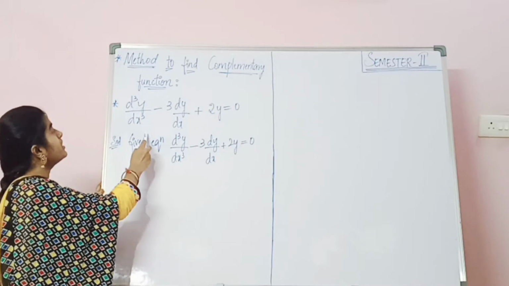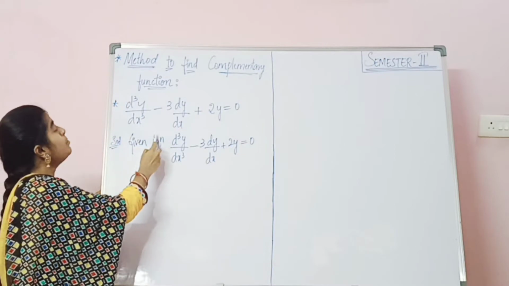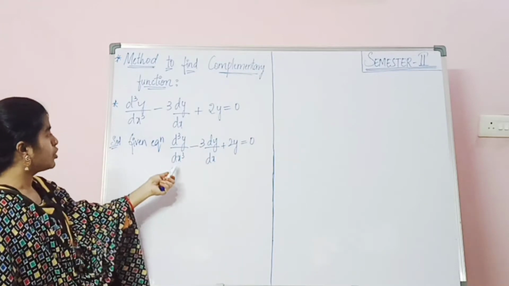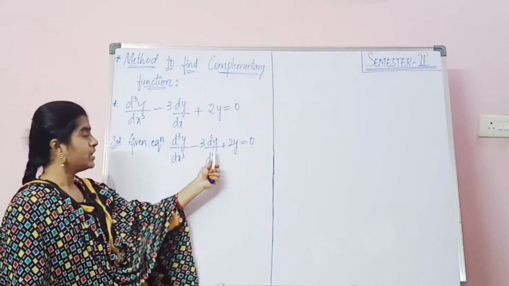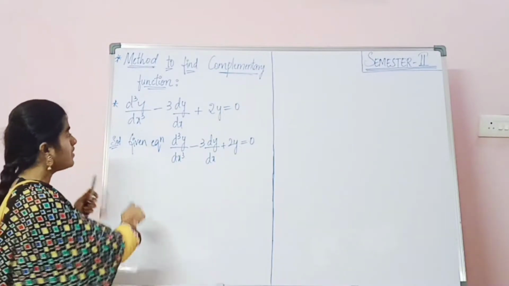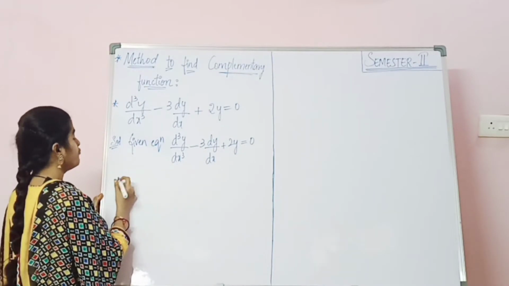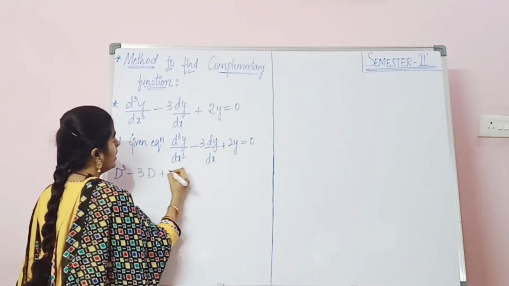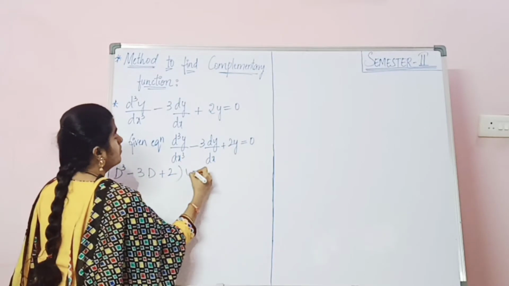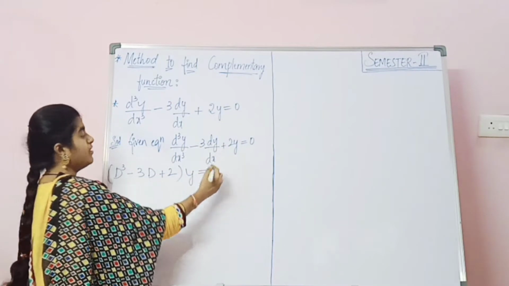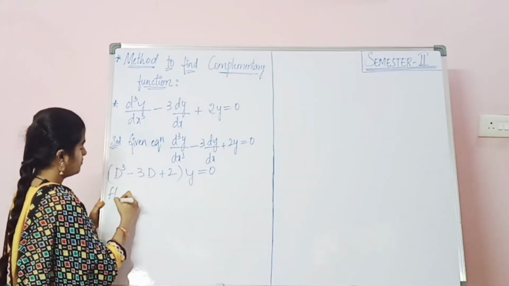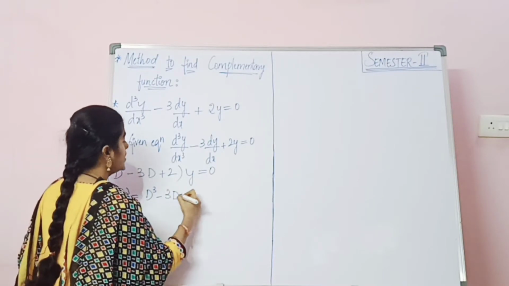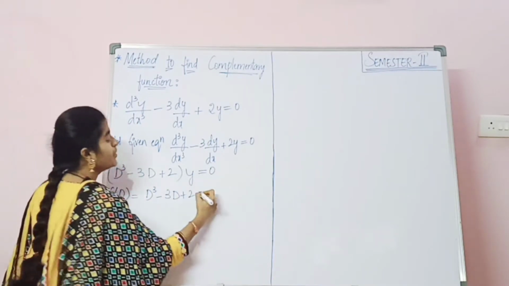Next sum. What is the question given here? d cube y by dx cube minus 3 dy by dx plus 2y equals 0. This is the given equation. Now we write it in the operator form: D cube minus 3D plus 2, with y common, equals 0. So f of D equals D cube minus 3D plus 2, which equals 0.